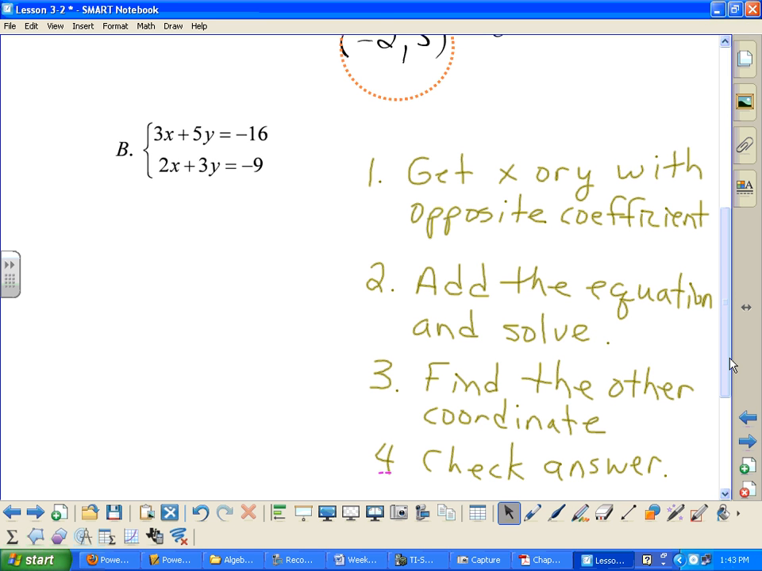All right, so Carolyn wants to get rid of the x's, so we're going to choose x. That means I need to make the 3 and the 2 have opposite coefficients. So what's the least common multiple for 3 and 2? 6. So I'm going to multiply this one by 2 and this one by -3. Because one of them has to be multiplied by a positive, one by a negative, so that they're the opposites then.